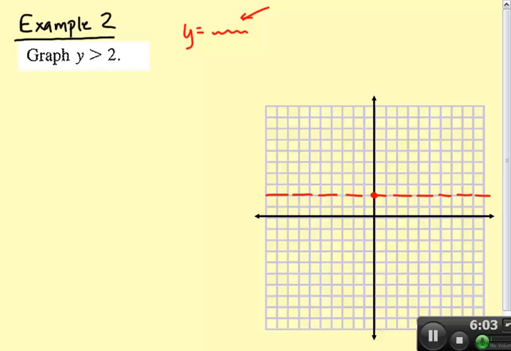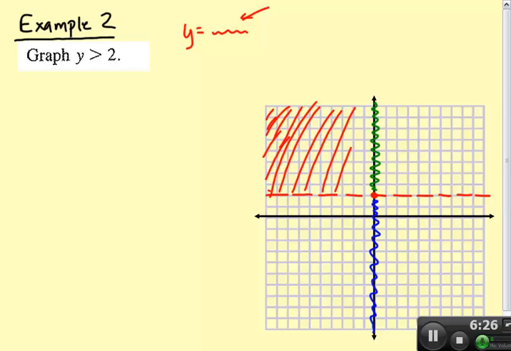Now, again, think about this. It cuts this y-axis into two parts, the green part and the blue part. The blue part is less than the line. The green part is greater than the line. And it says y is greater than 2. So I'm going to be shading up here. Let's see if I can do that pretty neat. There we go. That's better.